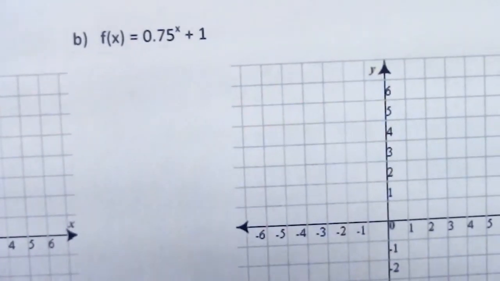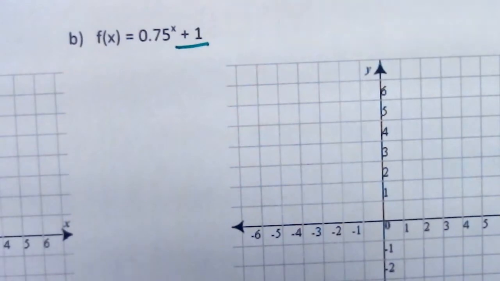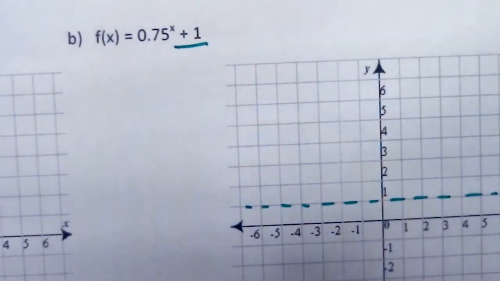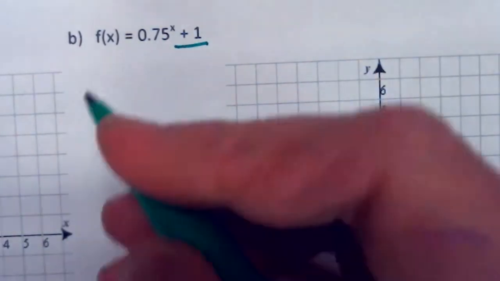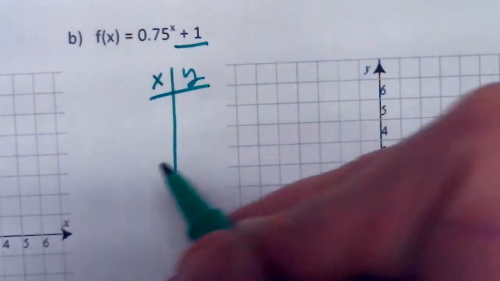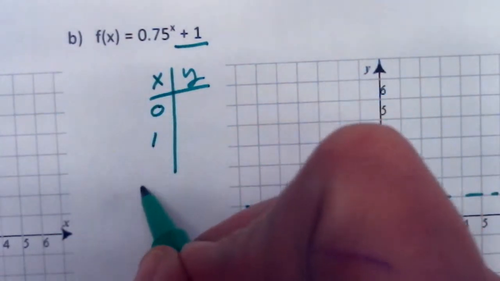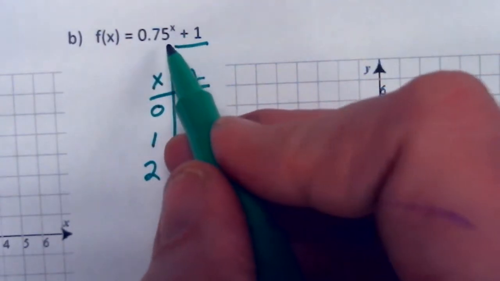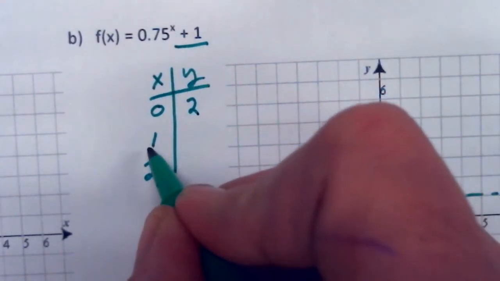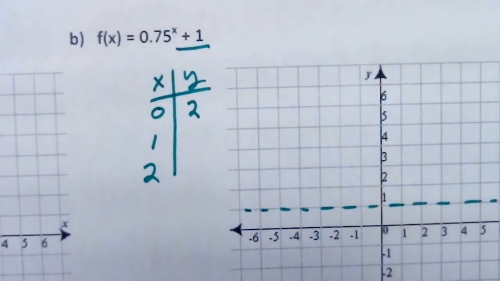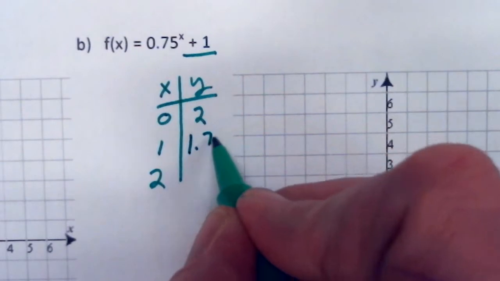Oh, 59b. Alright. Here it is shifted up 1, so the horizontal asymptote is at y equals 1. Same thing, we're just going to put in values for x, get a few points and sketch it. Let's go with 0, 1, and 2. If x is 0, 0.75 to the 0 power is 1. 1 plus 1 is 2. 0.75 to the first power is 0.75, plus 1 is 1.75.